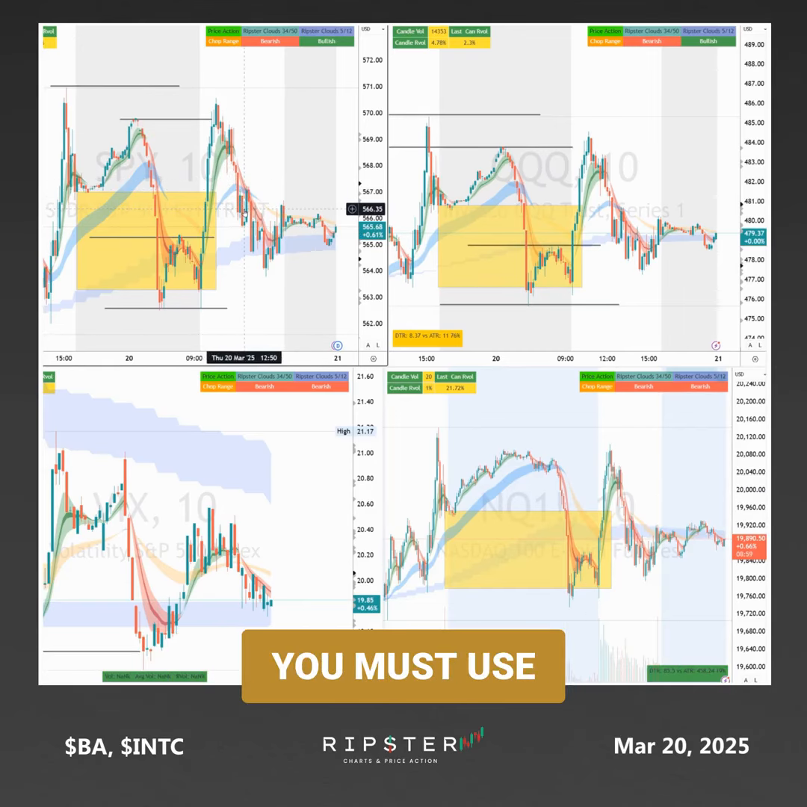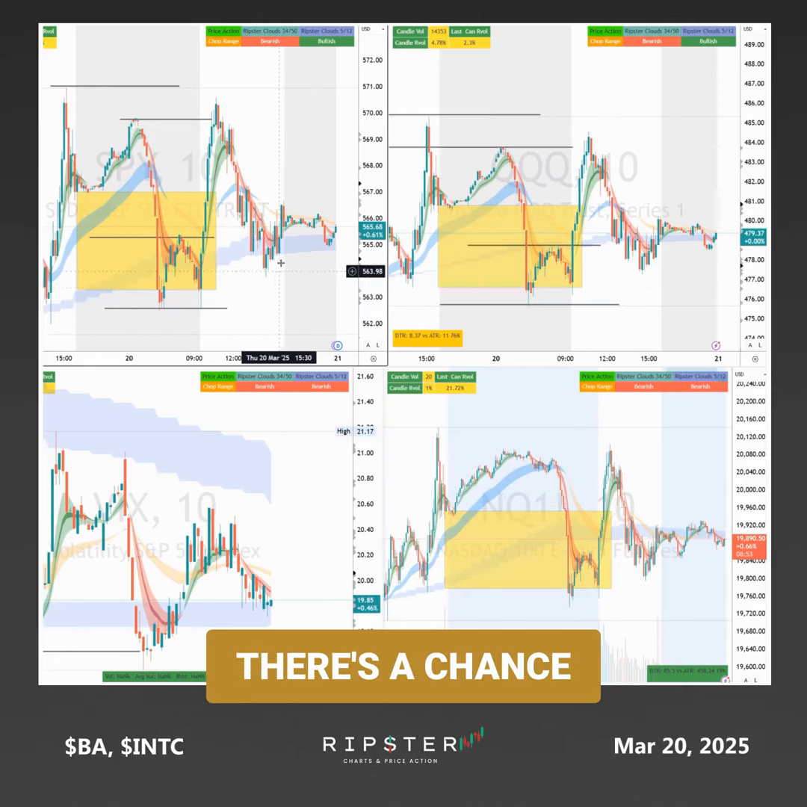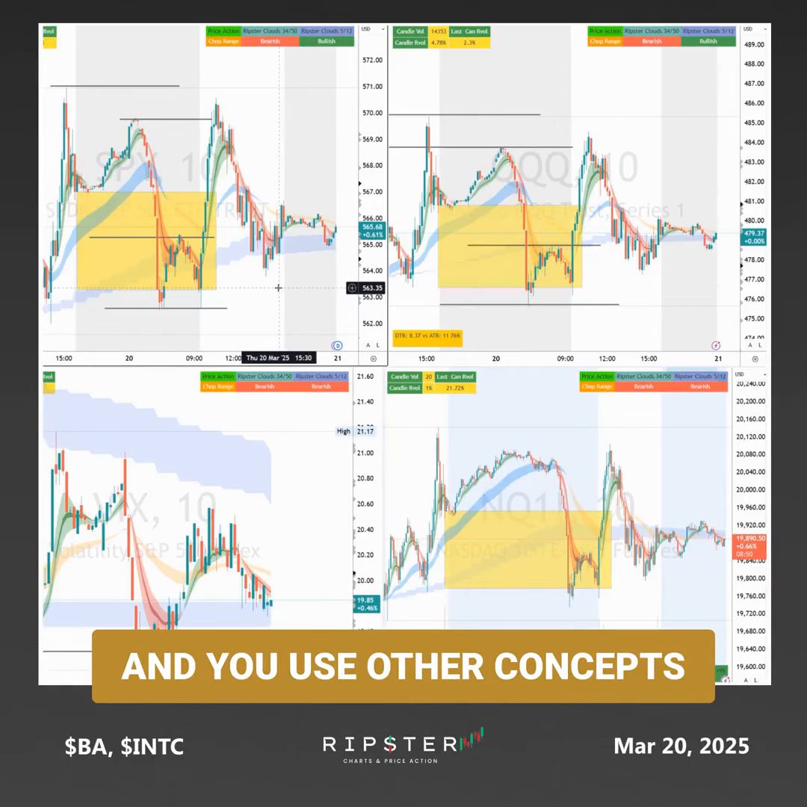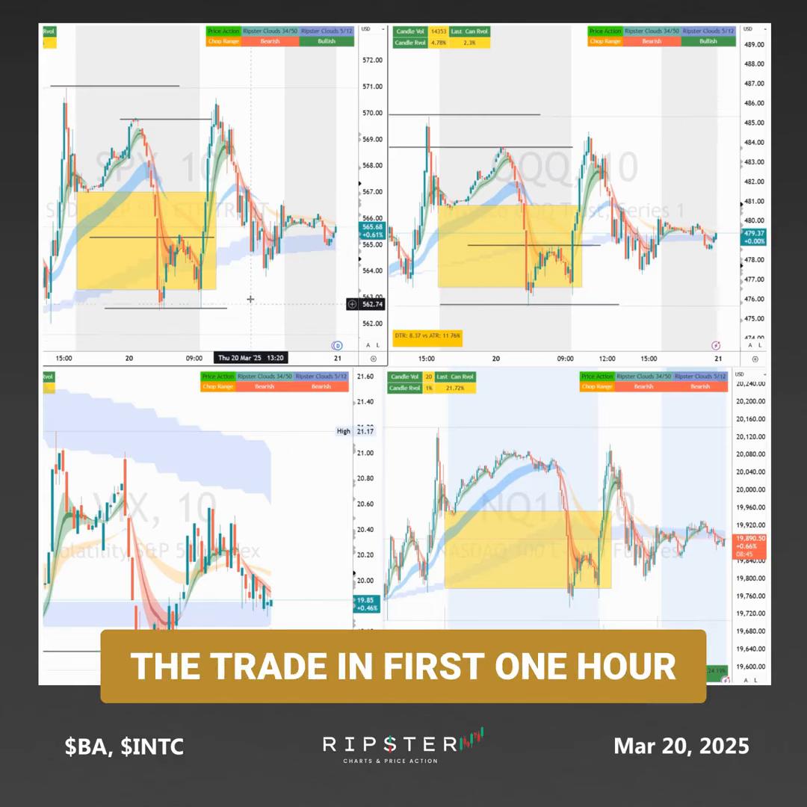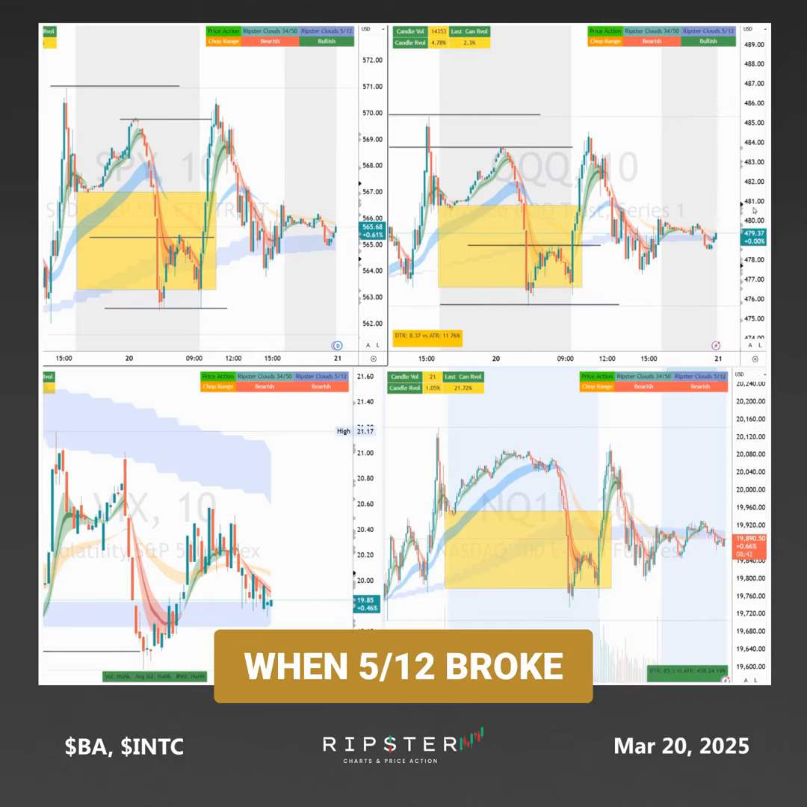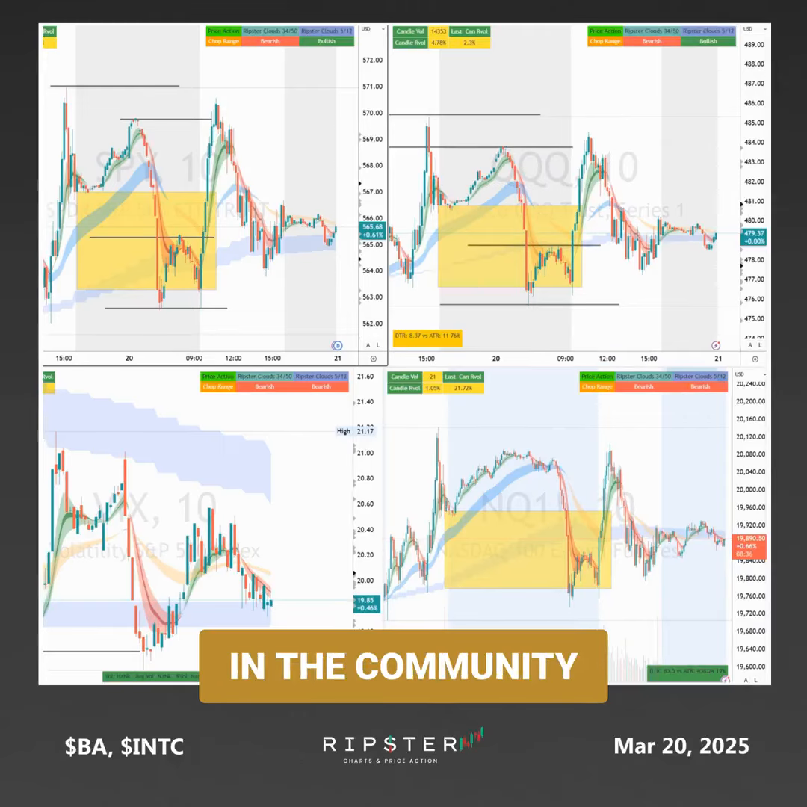This is the strategy you must use. You must trade when there's a gap, because whenever there's a gap, either up gap or down gap, there's a chance of the gap fill. And you use other concepts like Ripster clouds and VIX to make these gap fill long trades, and you're done with the trade in the first 1 hour. And as you see, when 512 broke, we were all out of that long trade. Successful long trade, everybody green in the community on this trade.